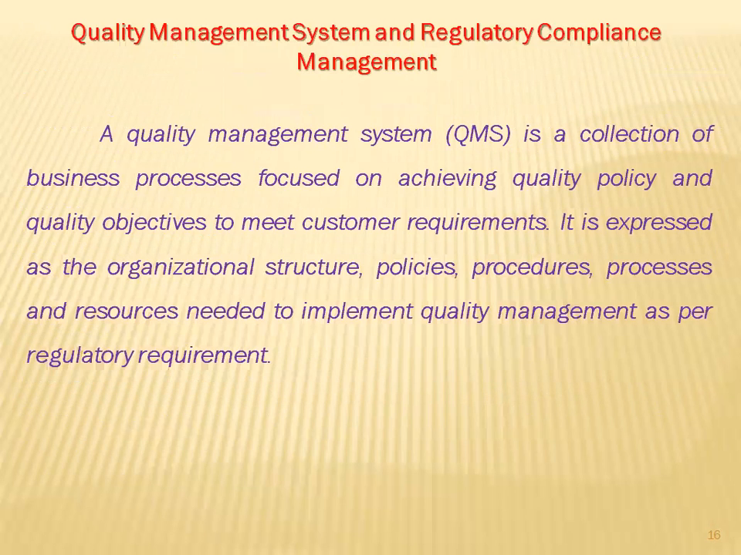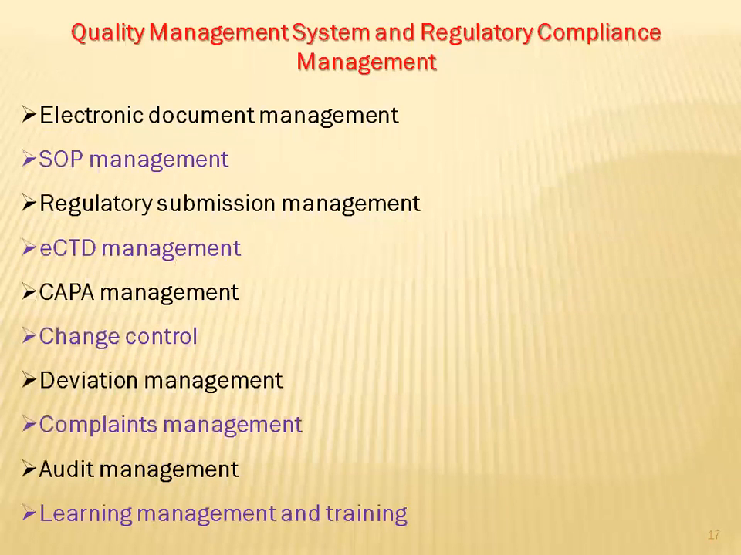The next part is quality management system and regulatory compliance management. QMS, quality management system, is a collection of business processes focused on achieving quality policy and quality objectives to meet customer requirements. So that is the most important thing. We should have a specific objective so that our objective will have specific customer requirements. And the requirement is we have to produce quality products. It is expressed as organization structure, policies, procedures, processes, and resources needed to implement quality management as per regulatory requirement. So that's the quality management system.